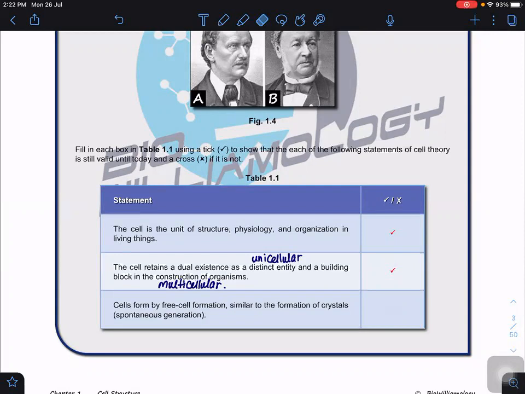Okay. So the third statement: cells formed by free cell formation, similar to the formation of a crystal, known as spontaneous generation. Yes or no? Okay, good. So let us look at the answer now. The answer is no, because we do know that living things cannot pop out of nothing, out of nowhere.